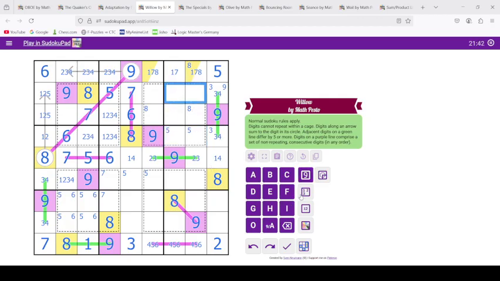6 is one of those 2 cells over here. Wait a minute. No, 6 does not go there or there. It can't repeat this Windoku, so it has to go here. This is a 1, that's a 4. These 2 are 5, 6, and 7. This is 1 and 3.